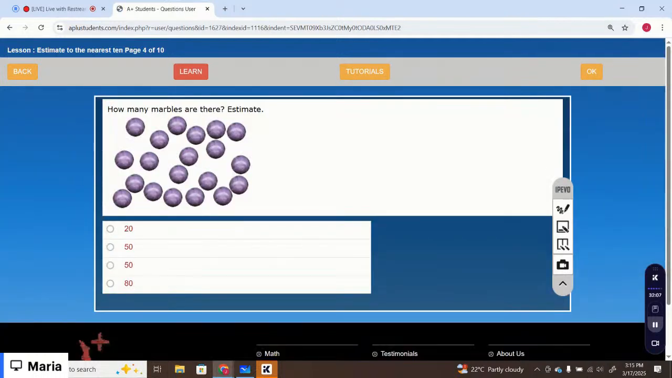How many marbles are there? 20, 50, and 80. Which is the correct option? I think they are about 20, right? So that is 20. Option number one is the correct option.